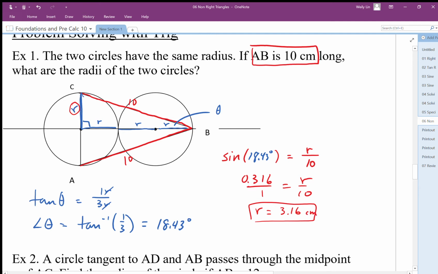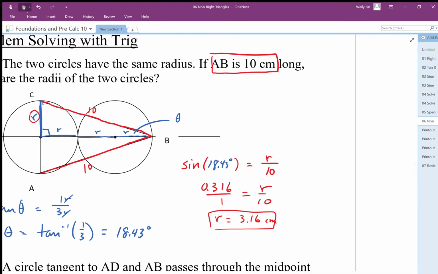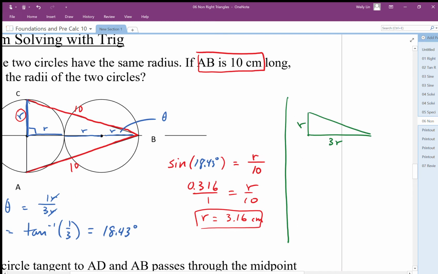Okay, so I'm just going to show you quickly an alternative to this. So this is a completely different solution that doesn't involve trig. Okay, and this is doing it in this way here. So I have R, 3R, and this is 10. So what I'm going to do is express that length in terms of R, and then I'm going to solve for R.